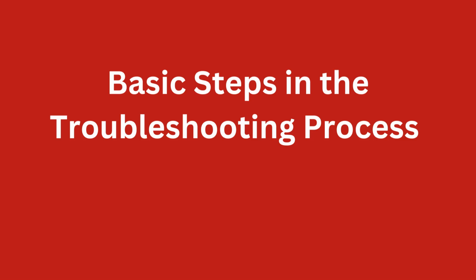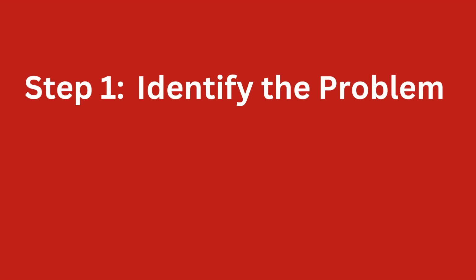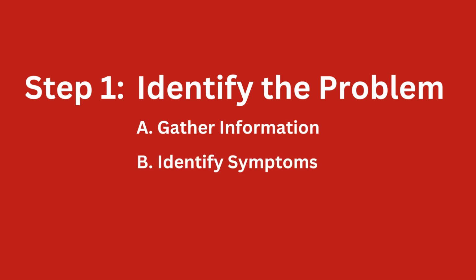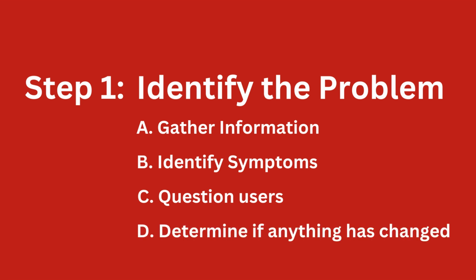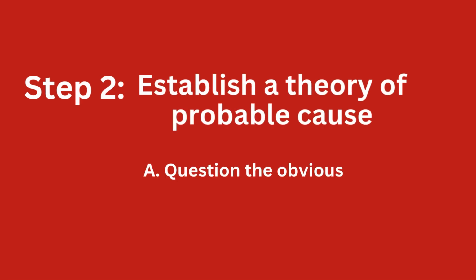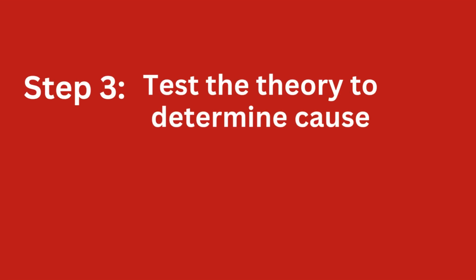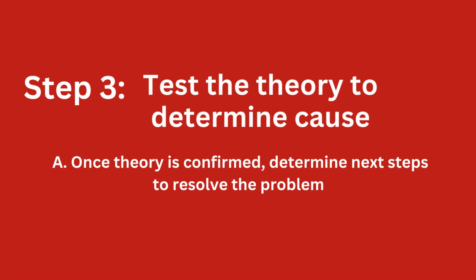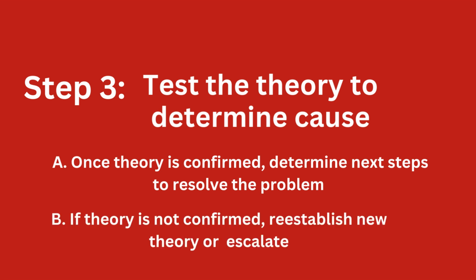Here are the basic steps in the troubleshooting process. Step 1. Identify the problem. A. Gather information. B. Identify symptoms. C. Question users. D. Determine if anything has changed. Step 2. Establish a theory of probable cause. A. Question the obvious. Step 3. Test the theory to determine cause. A. Once theory is confirmed, determine next steps to resolve the problem.